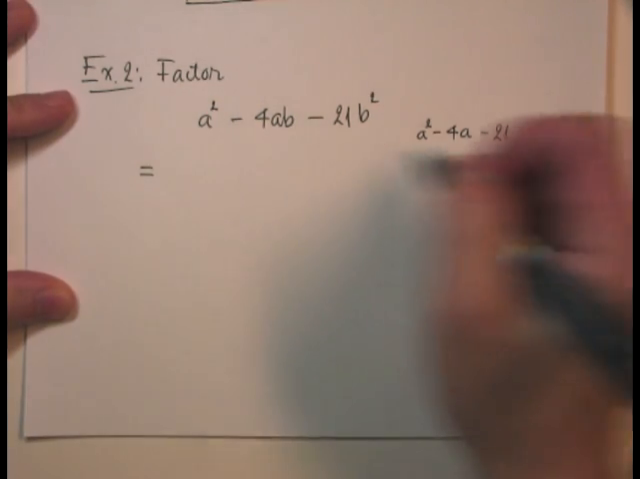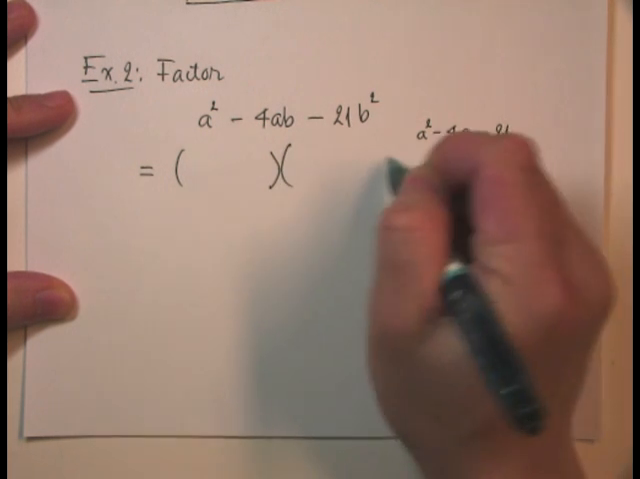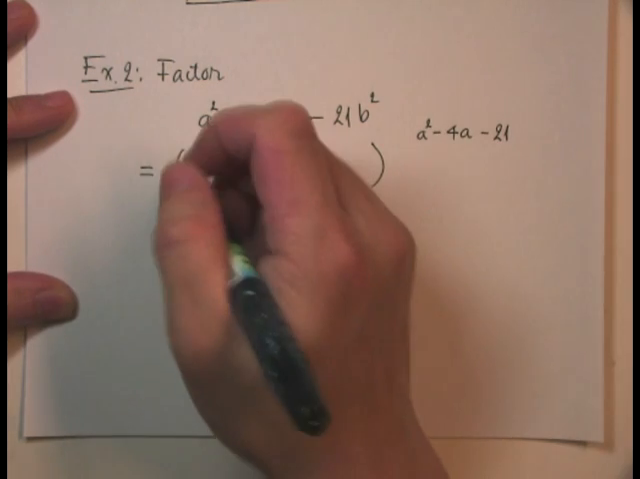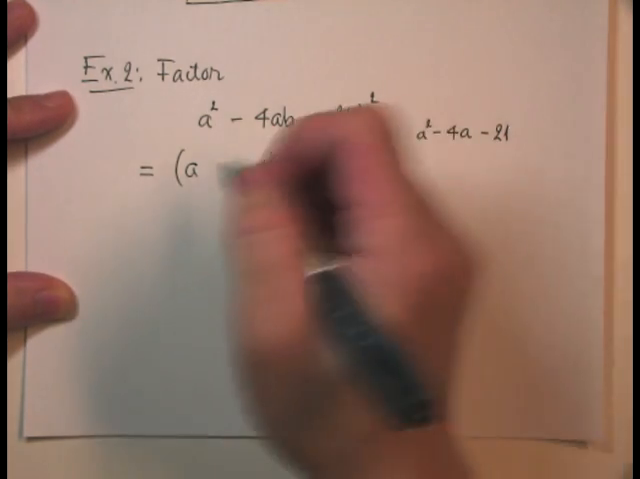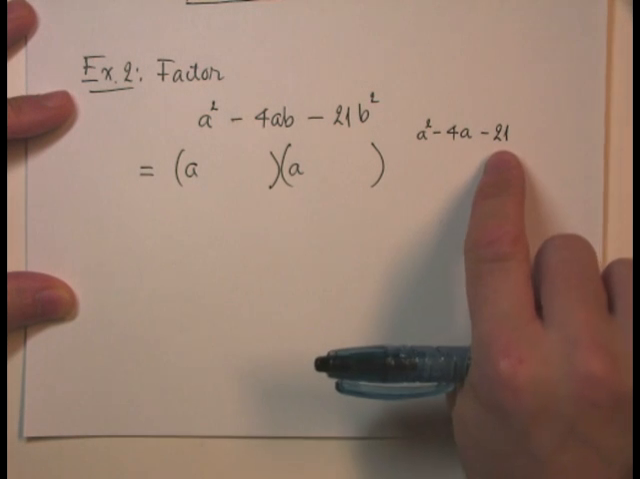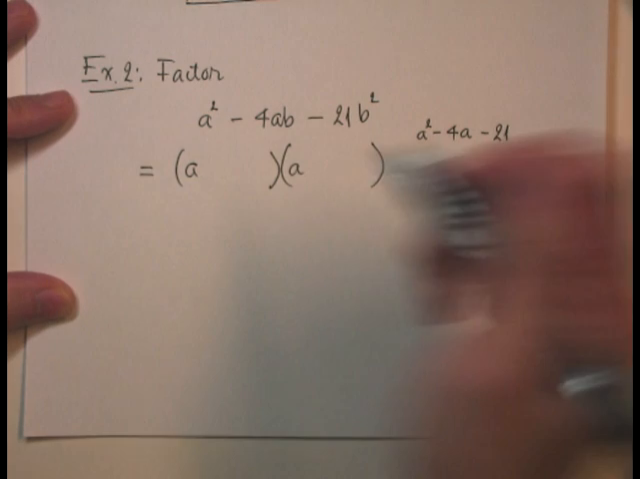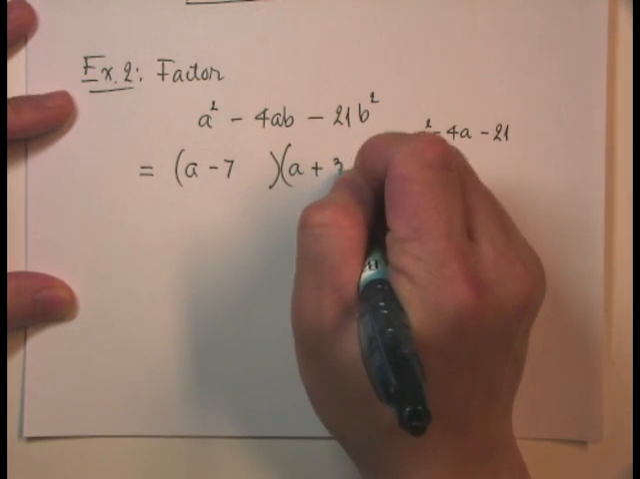Now factoring this quadratic is quite simple. Produce for yourself two pairs of parentheses, once again, with the a and with the a. And here you're gonna need two factors of negative 21 that sum to be negative 4. So those two numbers would be negative 7 and plus 3.